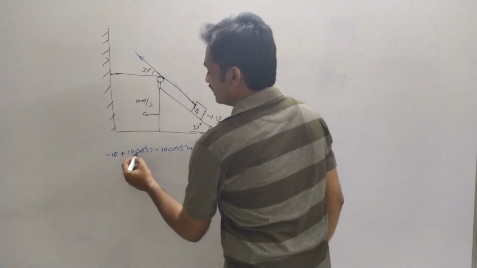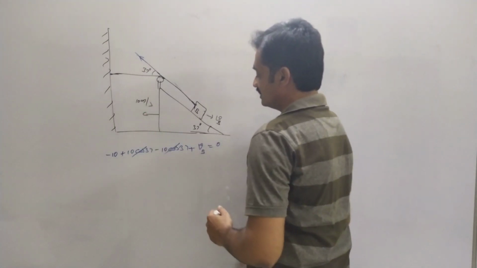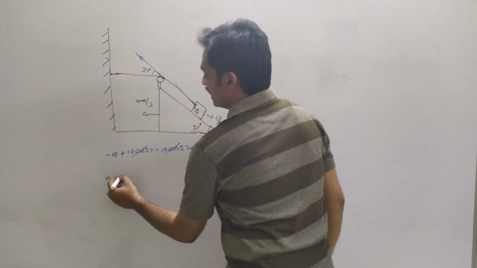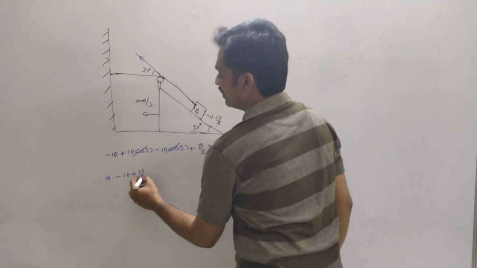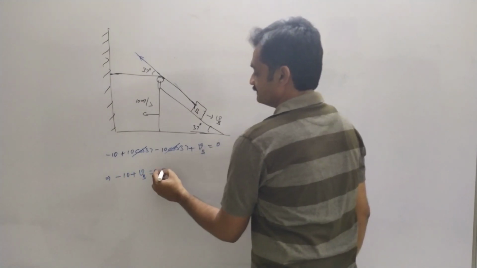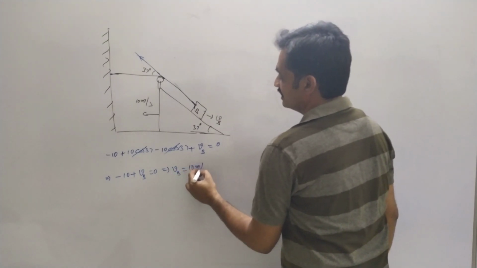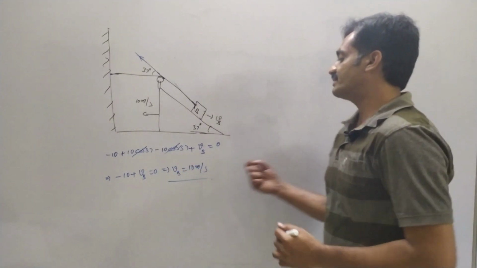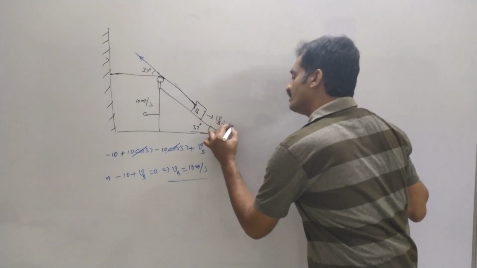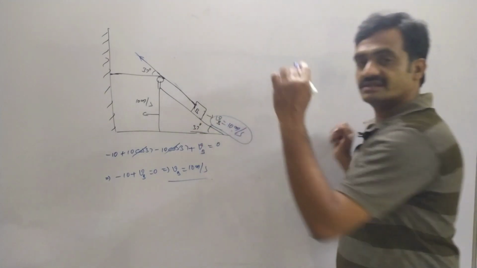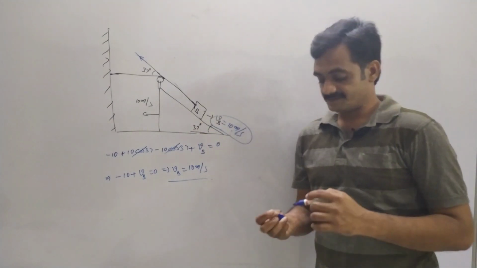Observe that 10 cos 37 and minus 10 cos 37 get cancelled. We have minus 10 plus the velocity of the block B is equal to 0. Then velocity of the block B is equal to 10 meter per second. So based on that we can represent that this block is moving in the downward direction with 10 meter per second. Take a screenshot.